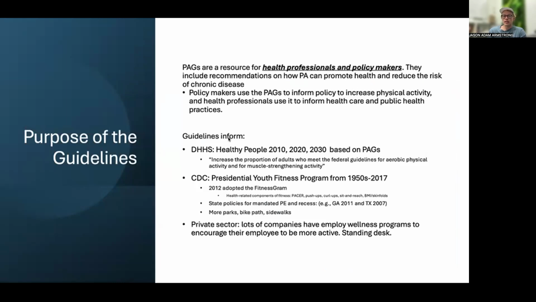And I did want to outline a couple of ways in which those guidelines are actually used. So the Department of Health and Human Services released Healthy People 2010, 2020, and will release 2030. And that's based directly on that 770-page report, with the explicit goal of increasing the proportion of adults who meet the federal guidelines for aerobic physical activity and muscle strengthening activity. Okay, that's the goal of Healthy People, which was developed from those physical activity guidelines.